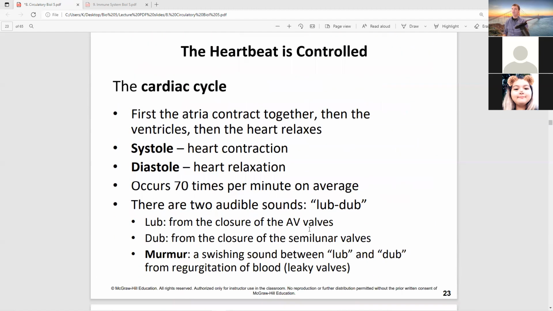Okay, so the cardiac cycle. First, the atria contract together, then the ventricles, then the heart relaxes. So we have systole, which is the heart contraction, and diastole, which is the heart relaxation. And this occurs about 70 times per minute on average. And there are 2 audible sounds. We have lub dub. So lub from the closure of the AV valves and dub from the closure of the semilunar valves. And then if you have a murmur, this is a swishing sound between the lub and dub from regurgitation of blood or a leaky valve.